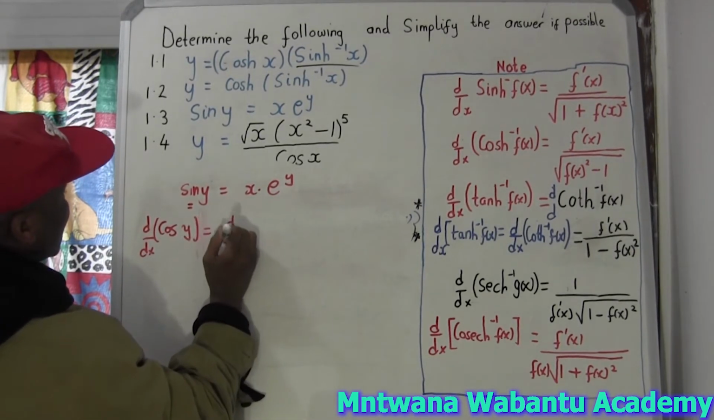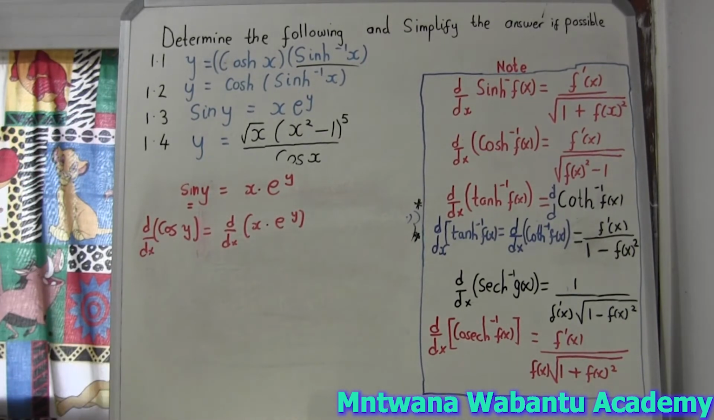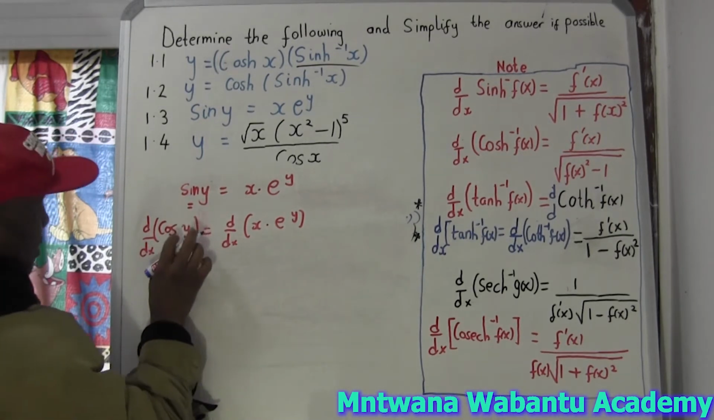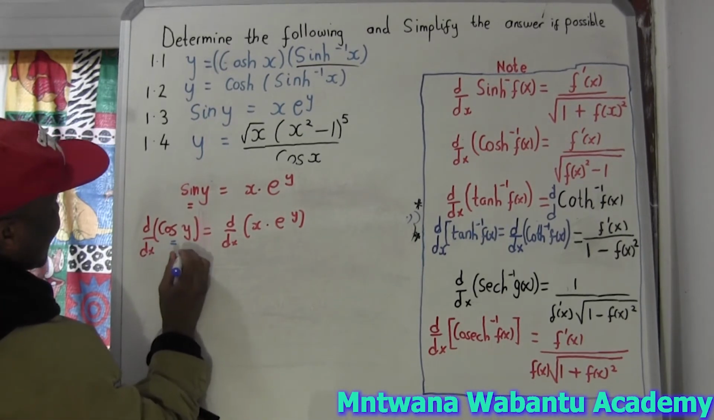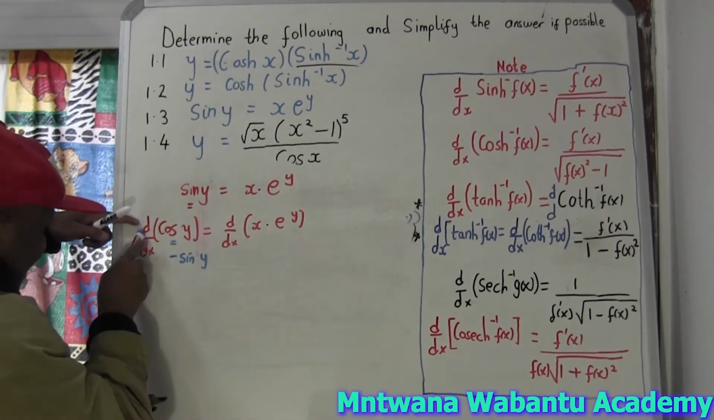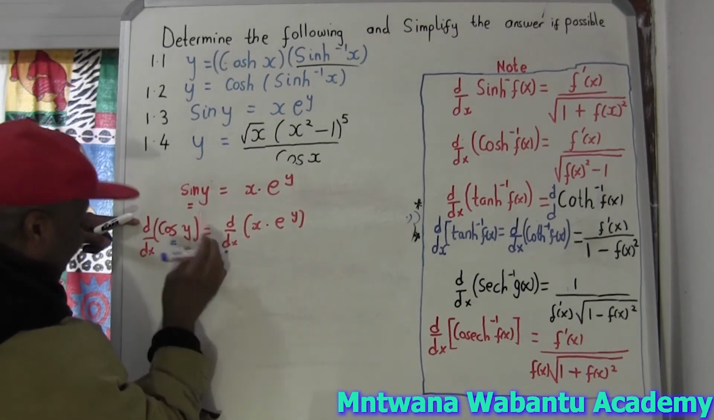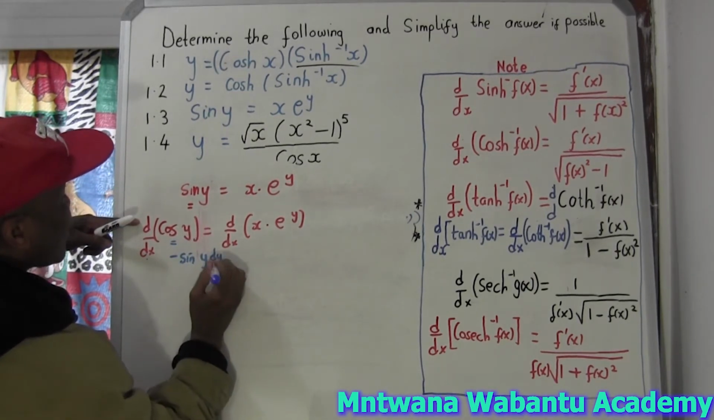Okay, d/dx of this also. Now we go. When you differentiate cos of y, what are you going to get? Negative sine of y. But what did you differentiate? y. You see, dy is the one you differentiate, so you must give respect to dy. And then under here we have a dx.